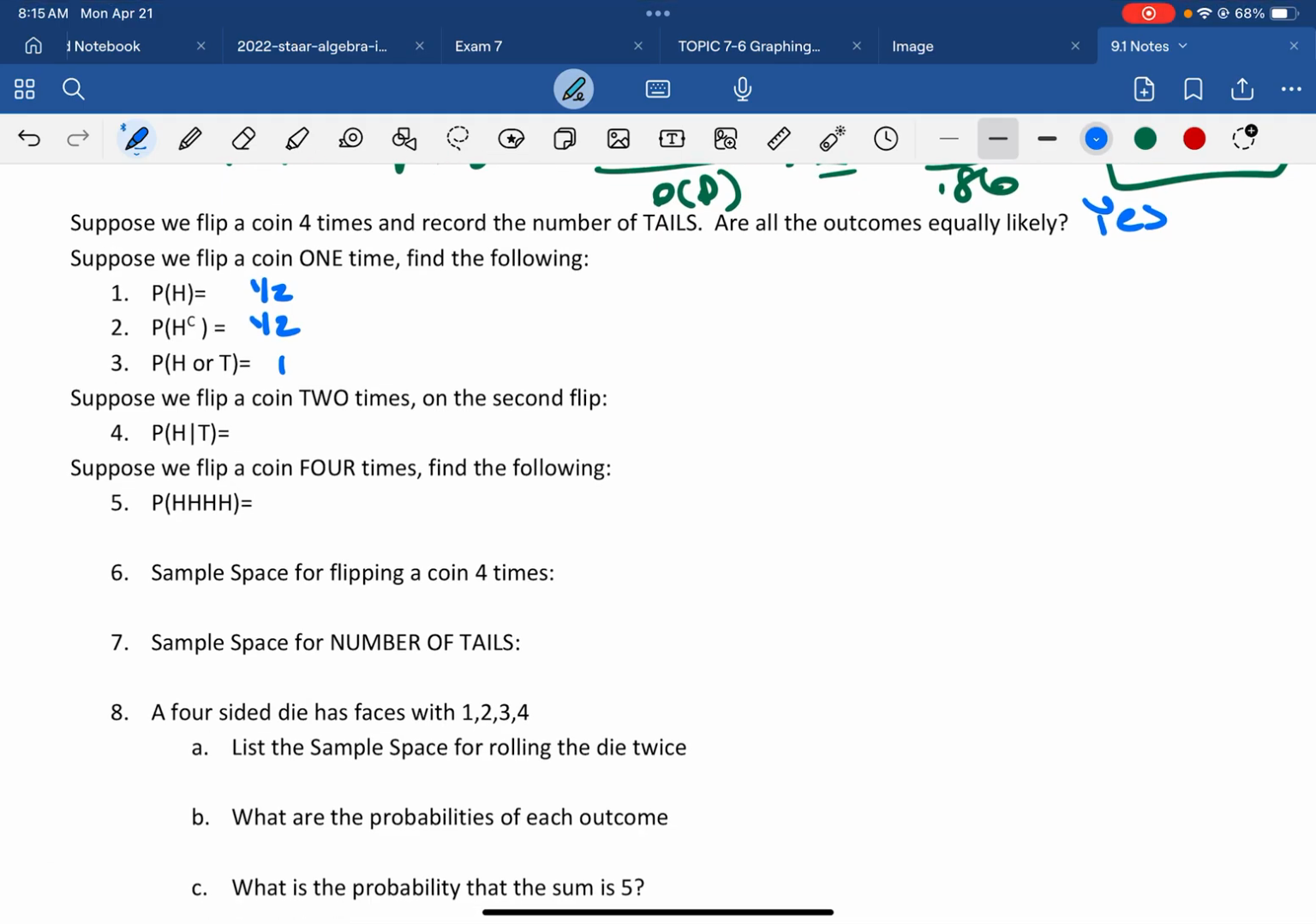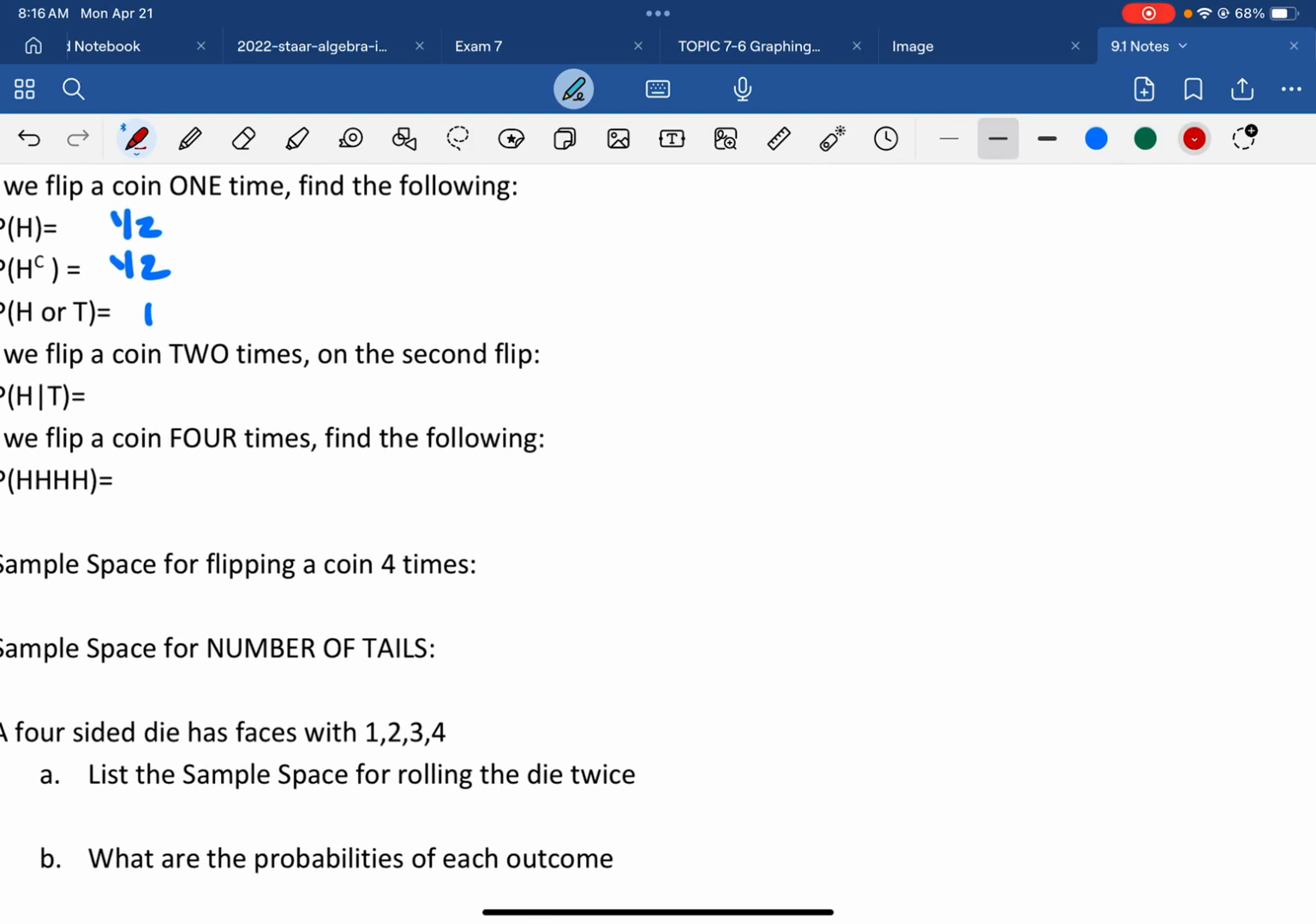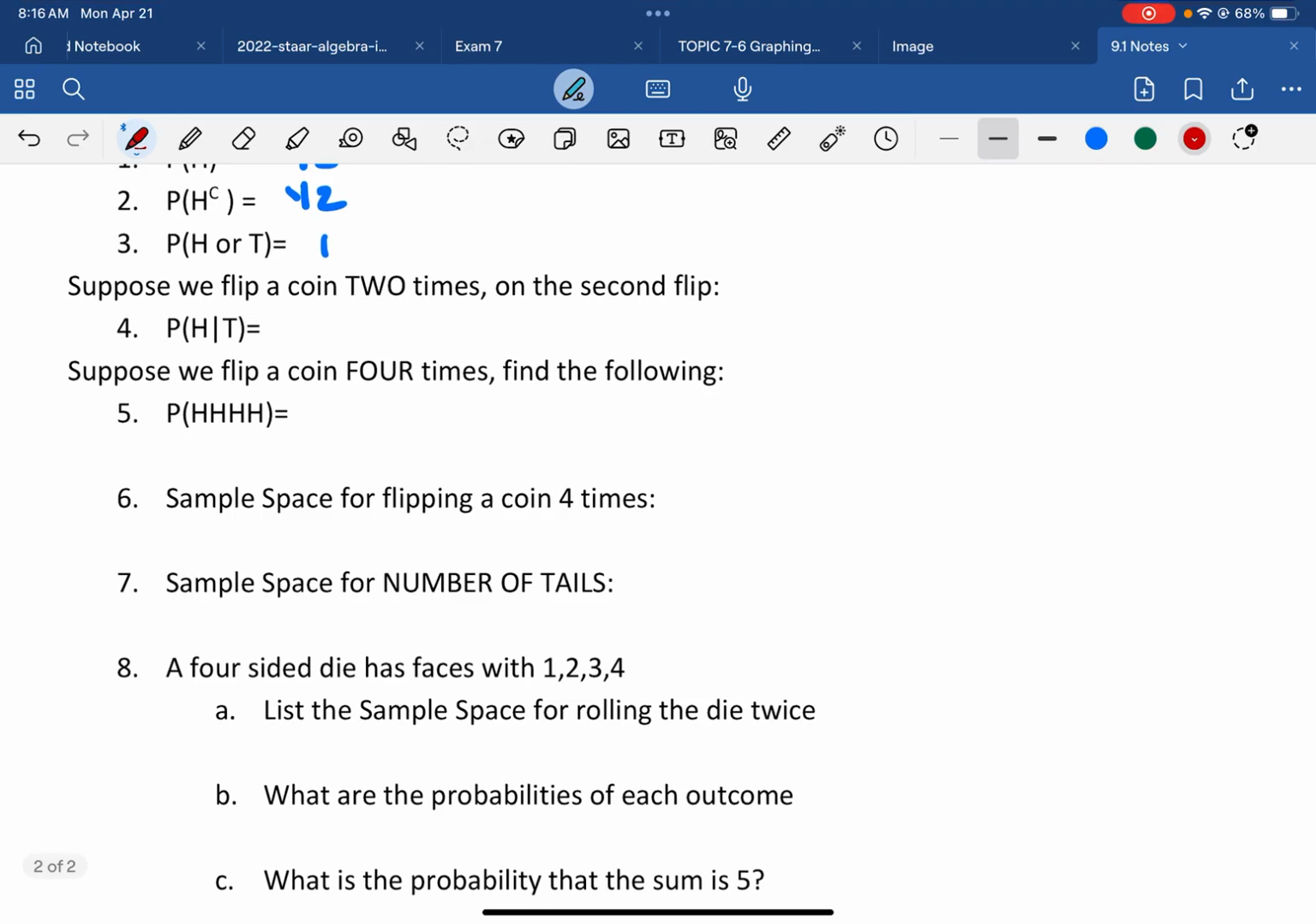All right. Well, let's talk about you flip a coin 2 times. On the second flip, what is the probability of heads, given that the first one was tails? So we flip a coin 2 times, and I'm going to use something to illustrate this that's called a tree diagram. My first flip, we got heads or tails. Then I'm going to branch this off, and my second flip, heads or tails. All right, so heads, given the first one was tails.